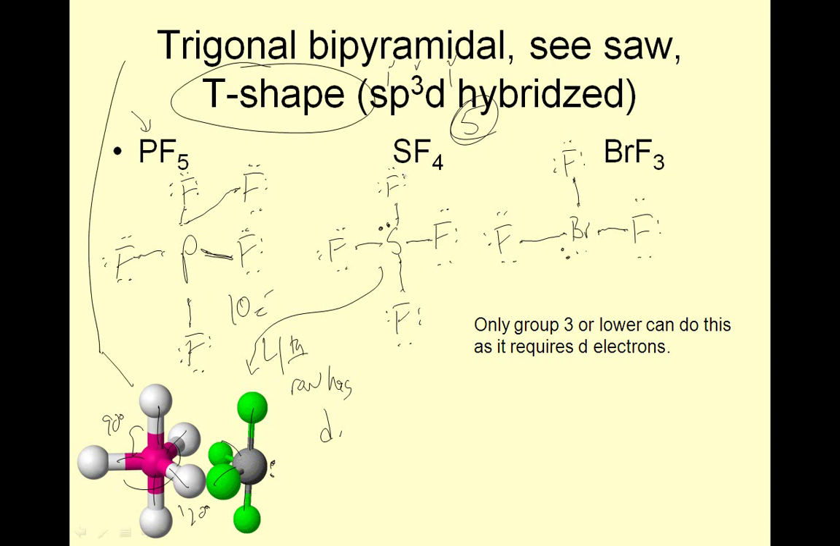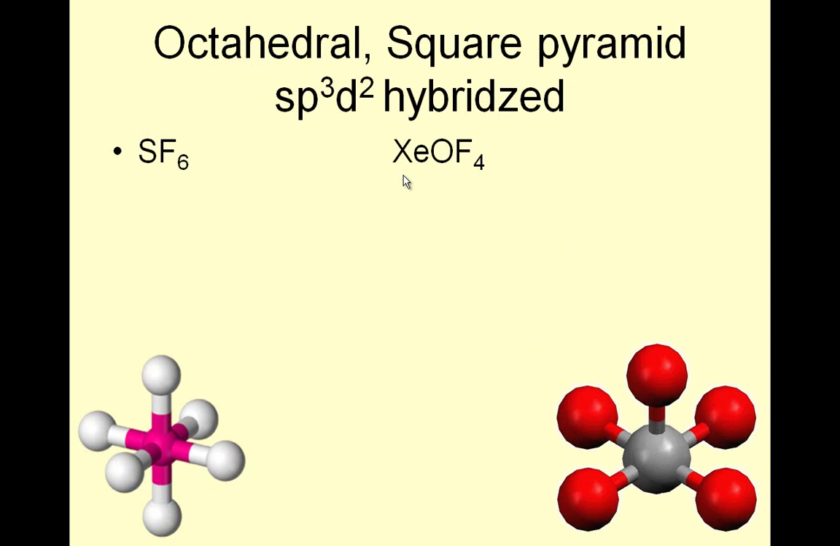Okay, this is trigonal bipyramidal. This is seesaw. See, if you knock this over, it will look like a seesaw. Octahedral, square pyramidal, SP3D2, so it's got to have 6 regions. 1, 2, 3, 4, 5, 6. This one, 1, 2, 3, 4, 5. Hey, why is there nothing? Oh, there's a pair. Oh, no. Yeah. SF6.